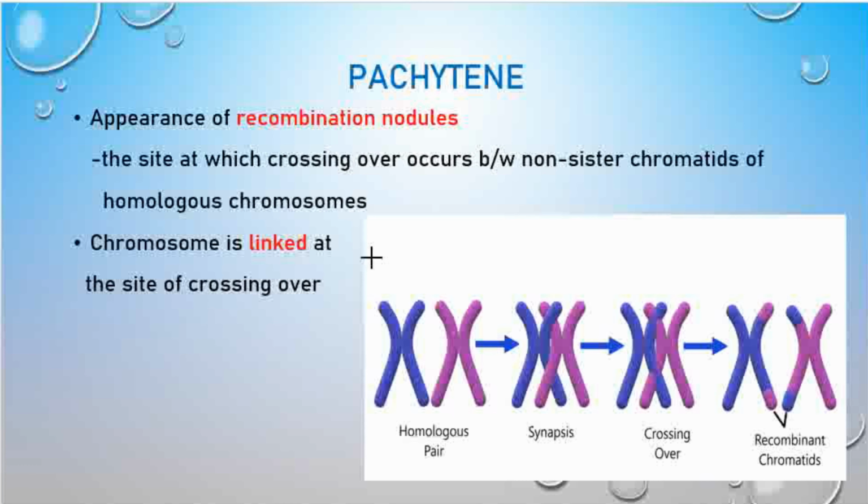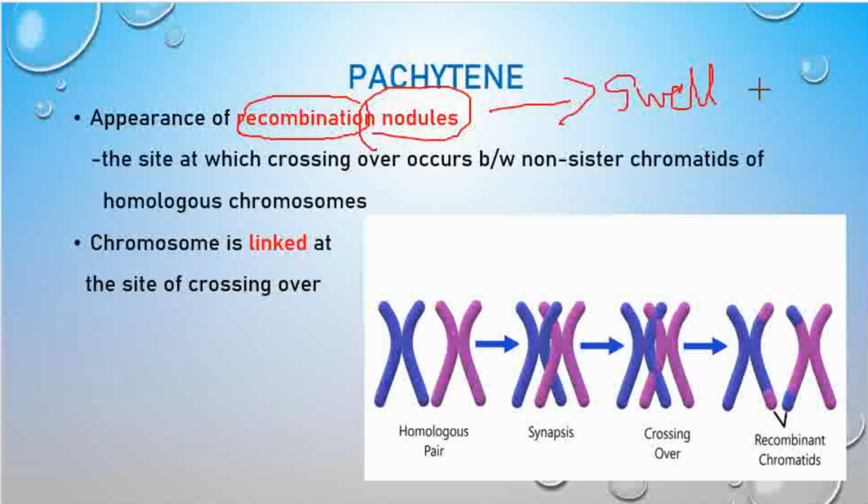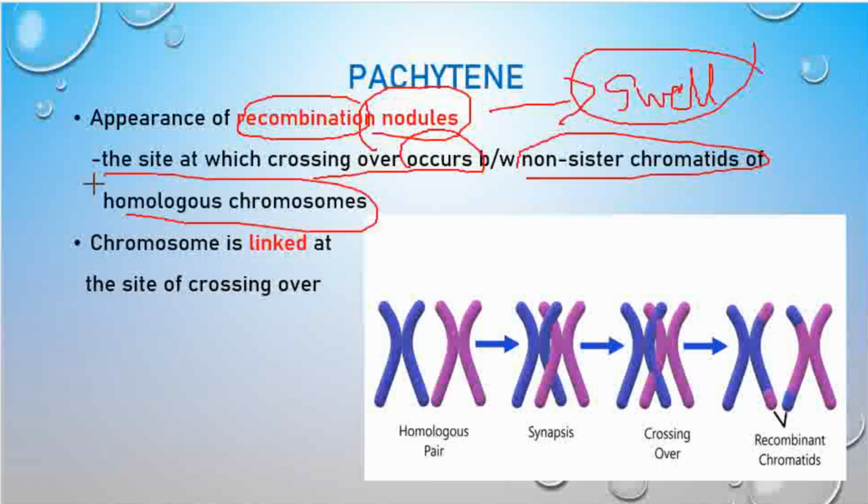Next, coming to the recombination nodules. What you call recombination nodules: a swelling or a lump you call a nodule. Here you can see recombination nodules at the site at which crossing over occurs between non-sister chromatids of homologous chromosomes. The chromosomes are linked at the site of crossing over. They remain linked at the crossing over site.